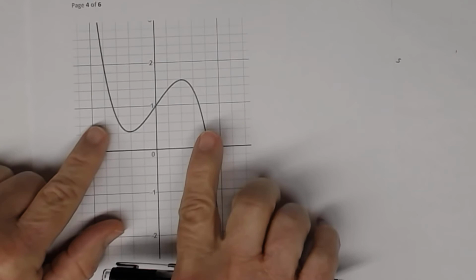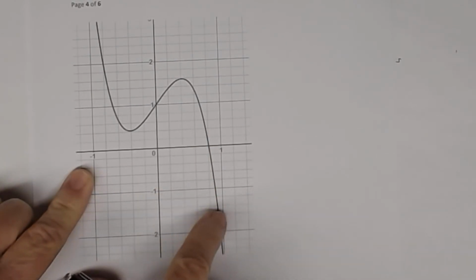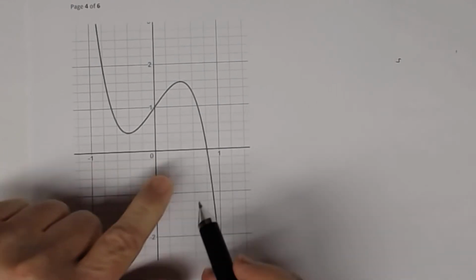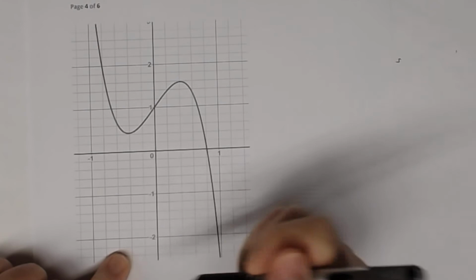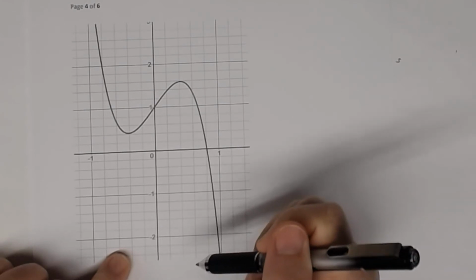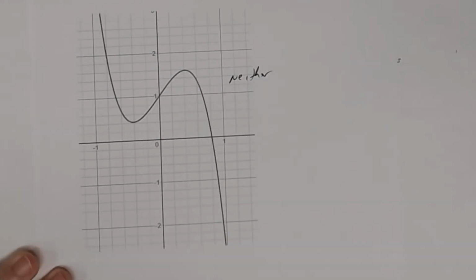You can see that function is not symmetrical about the y-axis, so it's not even. If you look now, here's the origin. If you take this point here, reflected by the origin, there's no point on that side of the graph. So it's neither. Some of those you can tell right away, just like this one.